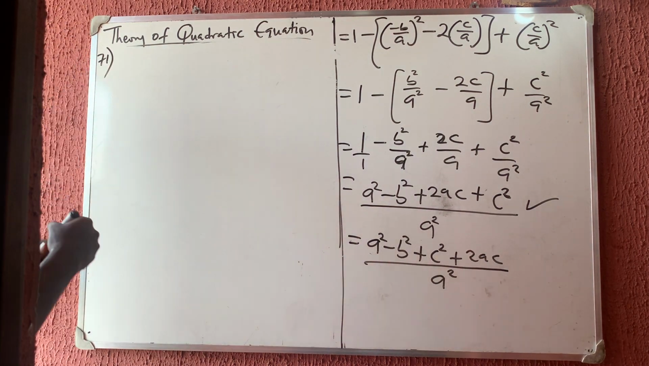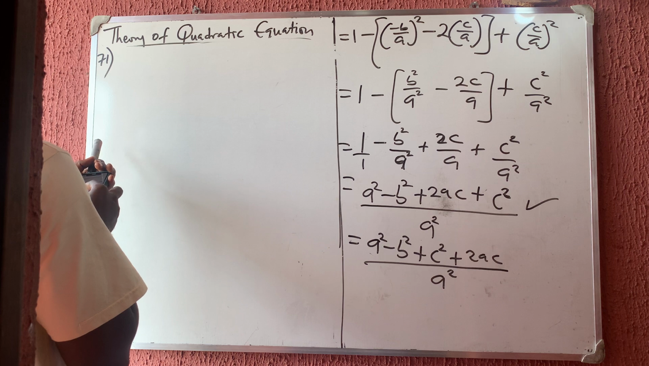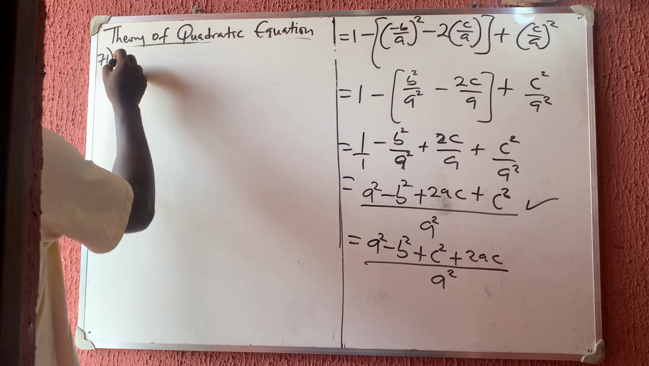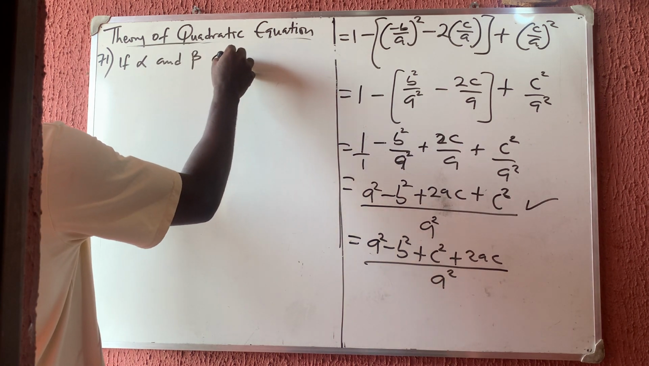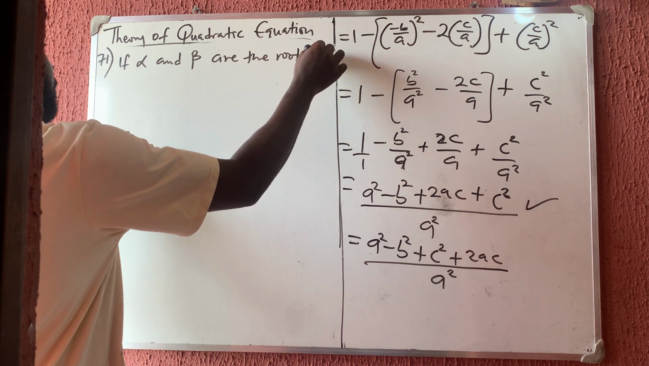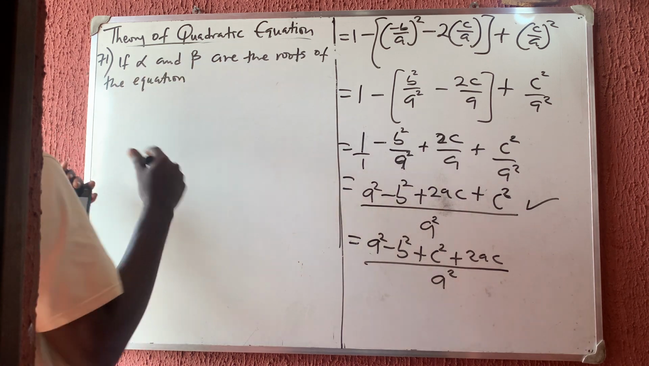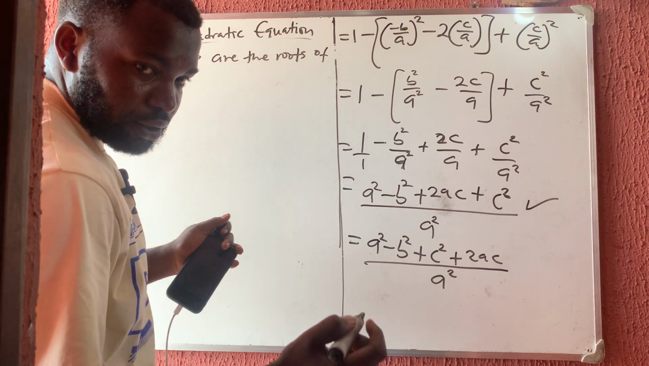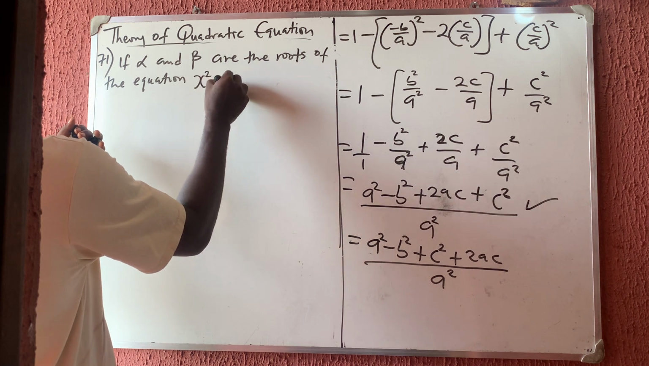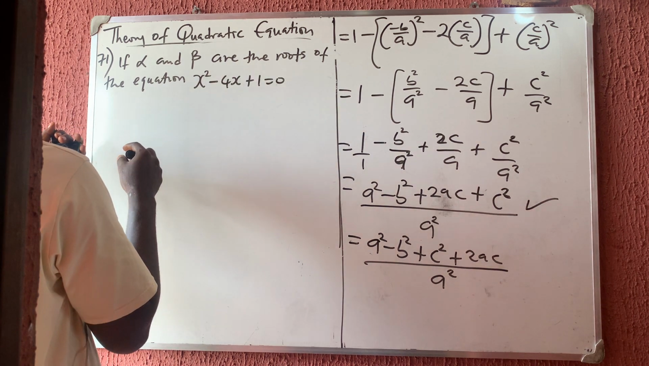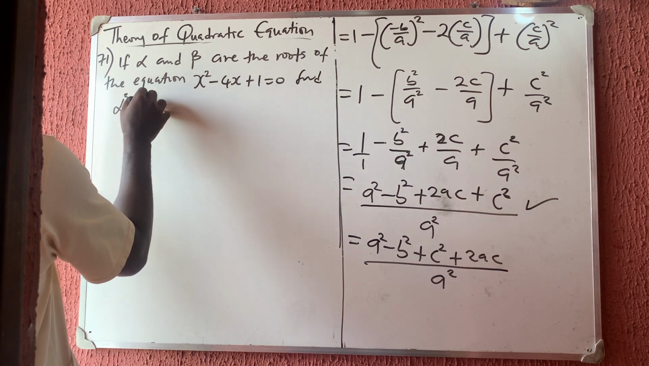Question number 71 says: if alpha and beta are the roots of the equation x squared minus 4x plus 1 equal to 0, then find alpha cube plus beta cube.